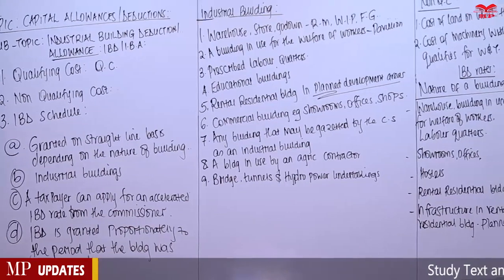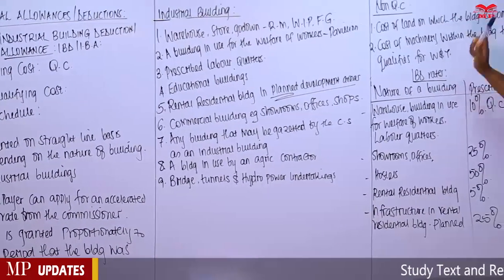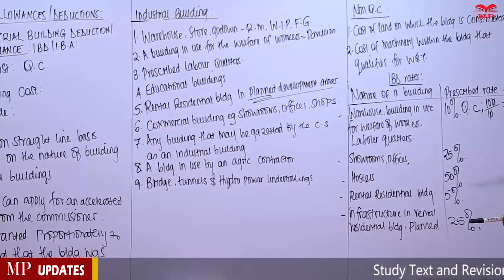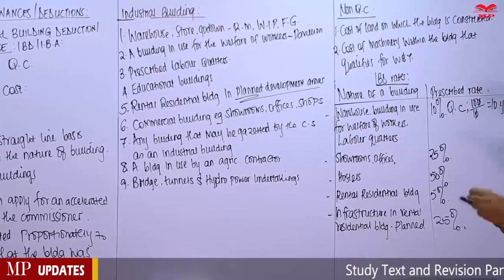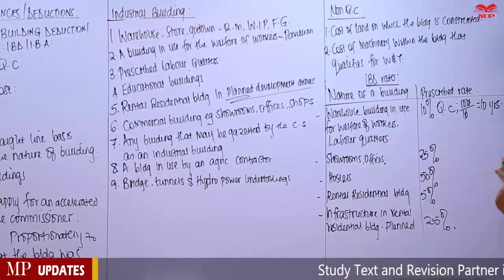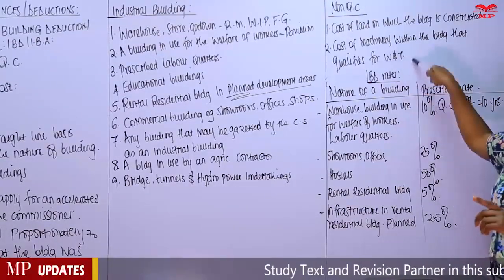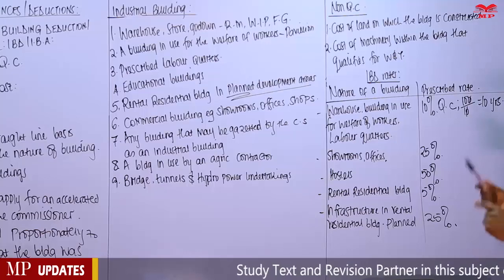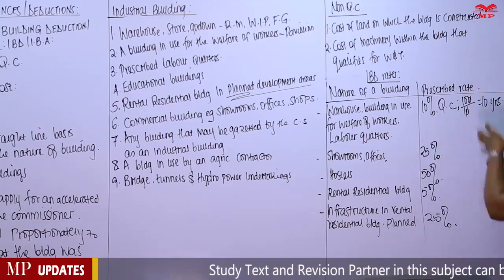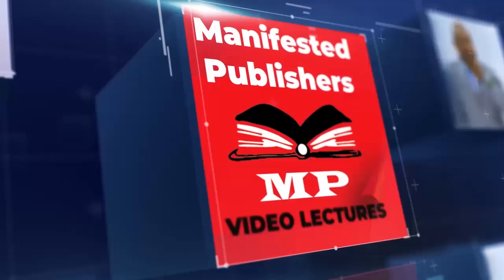Then finally, we looked at the non-qualifying costs. We said the land does not qualify simply because land does not depreciate in value, and then the cost of machinery within the building will qualify for wear and tear. Wear and tear is another category of capital allowances. Then we looked at the nature of building and the prescribed rate.